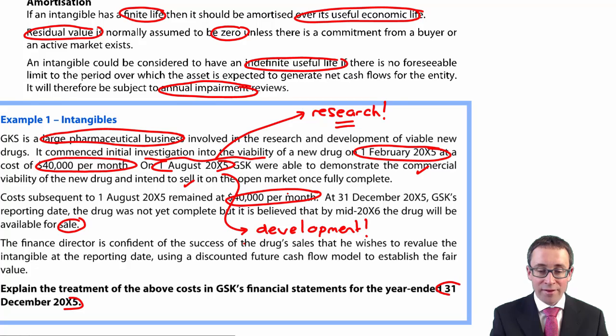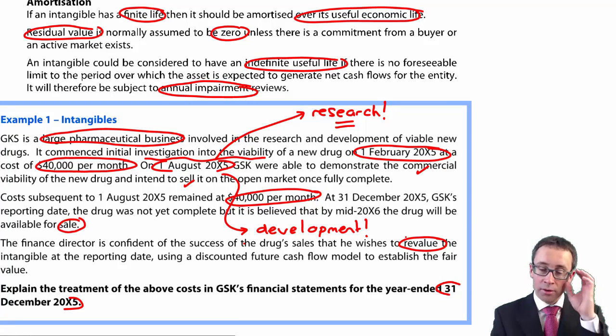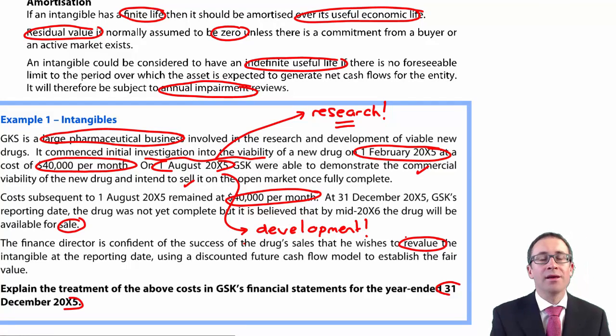And likewise, it says the FD is confident of the success of the drug. He wishes to revalue the intangible using a discounted future cash flow model to establish the fair value. Can we revalue intangibles? Technically, we can, only if there is an active market. Is there an active market? Remember, it needs to be homogeneous. It needs to be identical. Well, if you're the only person developing it, surely there's nothing out there that is identical, is there?